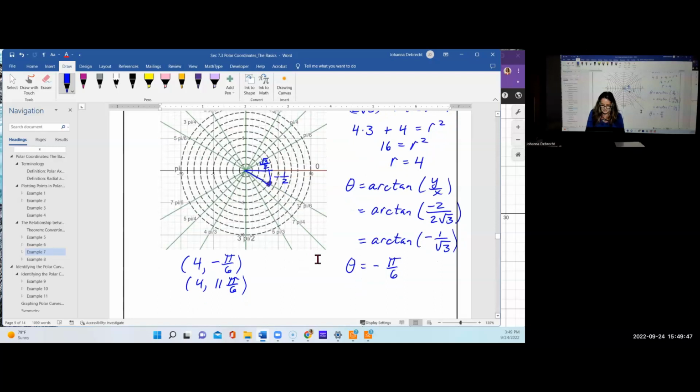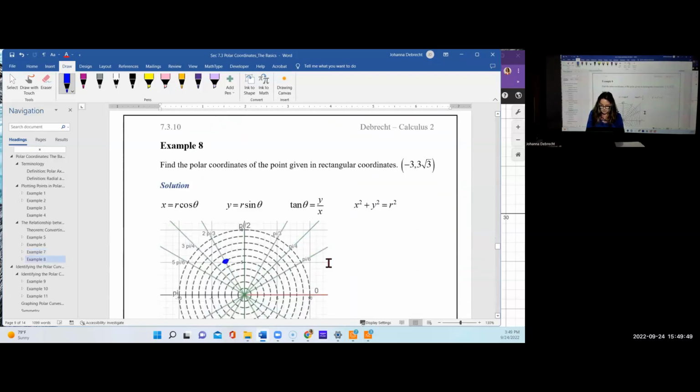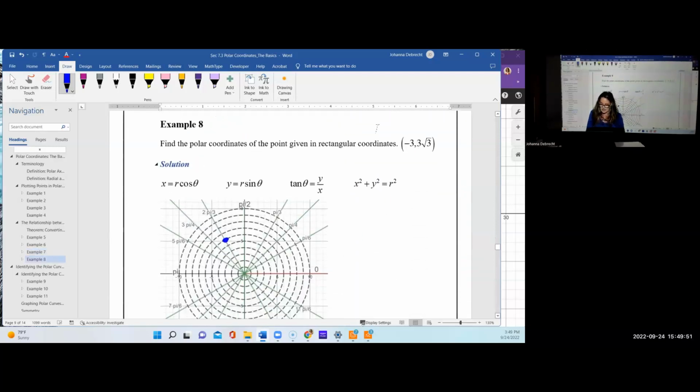Let's take a look at one more example. This is example number 8. Again, these are rectangular coordinates, so this is x comma y. Go ahead and pause the video, work out this example, then turn the video back on and we'll compare our work.